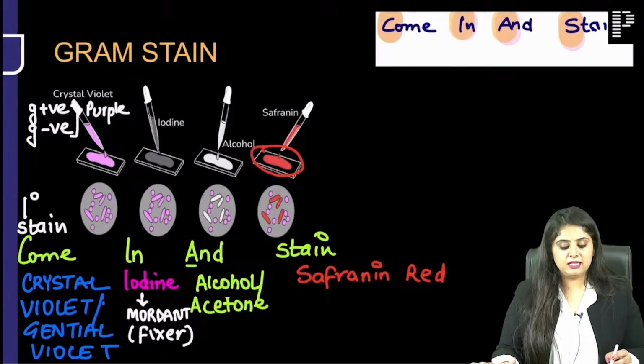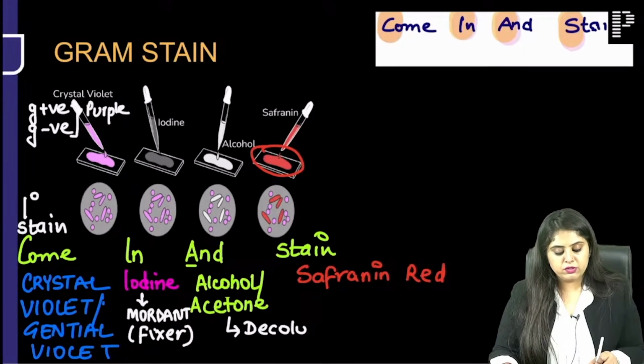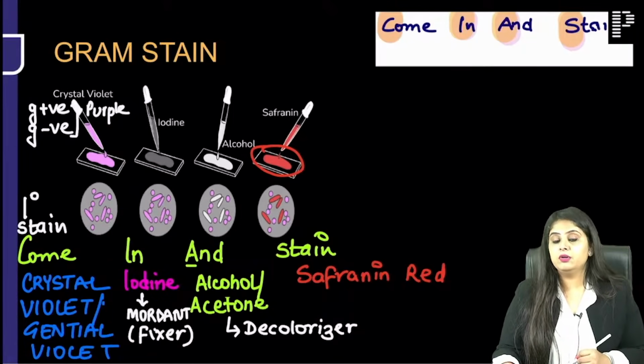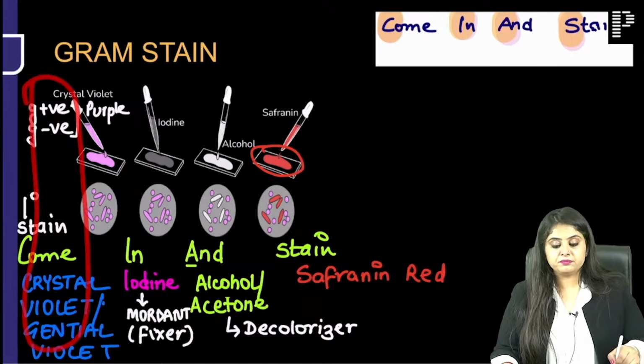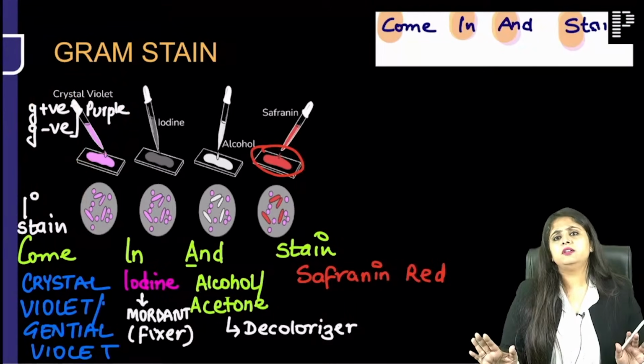After you have done that, now you will add alcohol or acetone, because alcohol or acetone is going to be a decolorizer. So now tell me, till now, when you first added crystal violet, everything turned purple, ma'am.